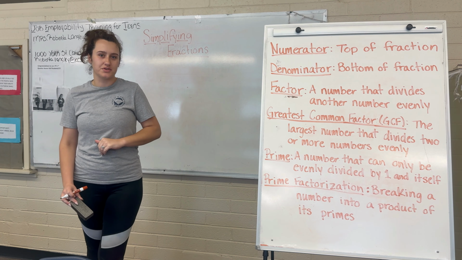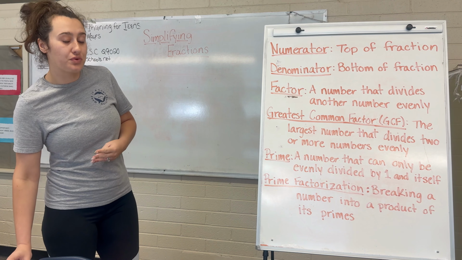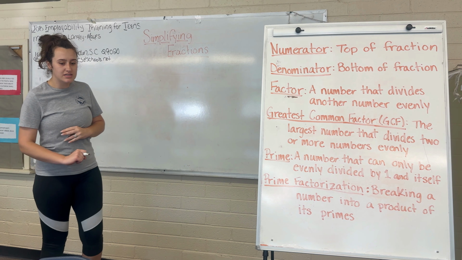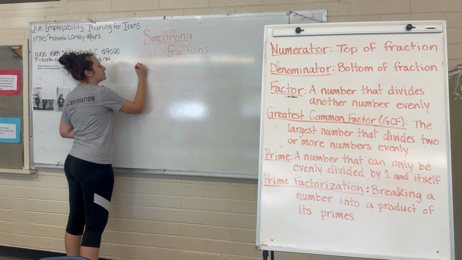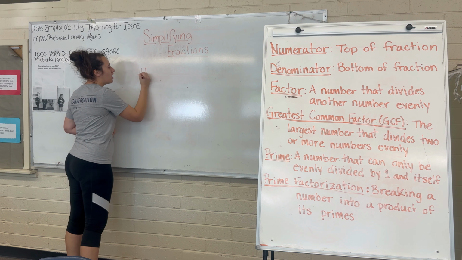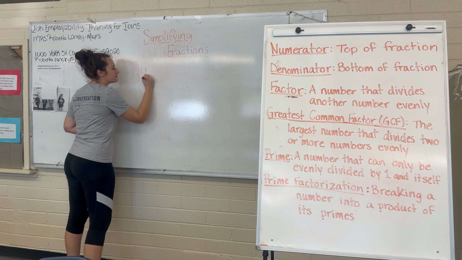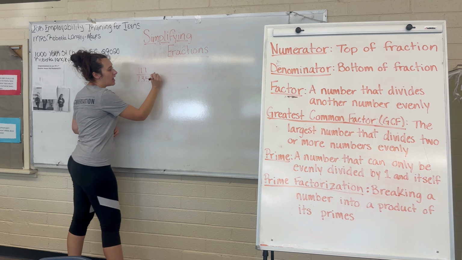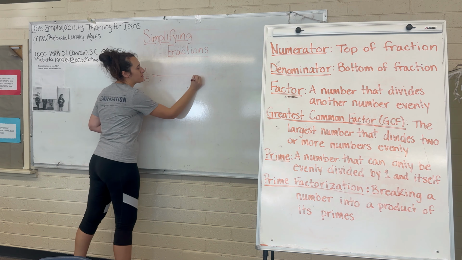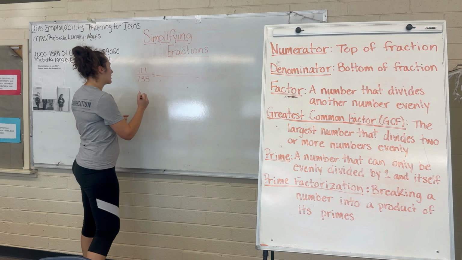Let's do a slightly more difficult one. Now we're going to work with 3-digit numbers. Let's do 117 over 135. I don't know about you, but I don't know the greatest common factor for these two off the top of my head. So let's prime factorize these, and then we'll know.